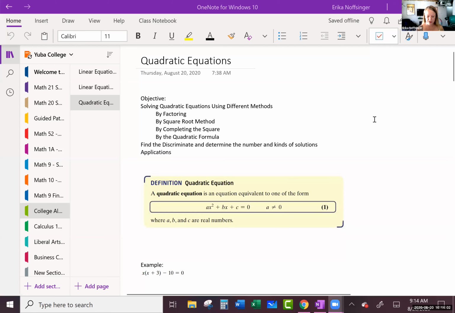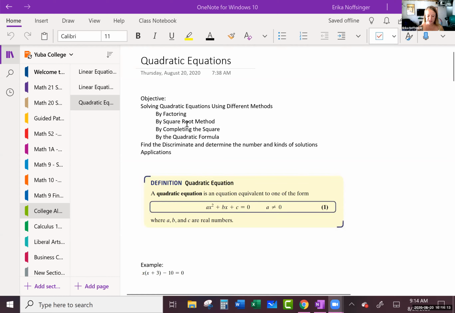Okay, so we're going to jump into solving quadratic equations, and solving quadratic equations are different than solving linear equations, and there are so many different ways that you can approach quadratic equations, and it really depends on what the equation looks like and how you should approach it. So we're going to first look at solving quadratic equations by factoring.